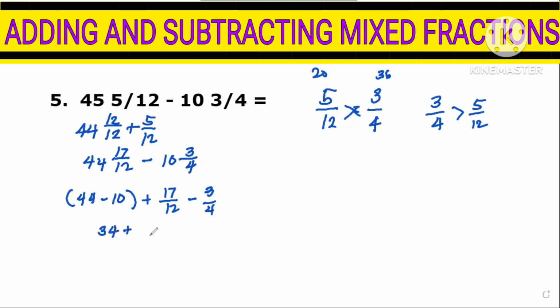So, renaming our fractions using LCD as our denominator. Our LCD is 12. So this is still 17 over 12, but 3/4 becomes 9 over 12, right? And then we subtract the fraction parts. Well, 17 minus 9 is 8 over 12. But 8 over 12 can be reduced to lowest terms. Divide both by 4. We have 2/3. So the final answer is 34 and 2/3. Okay?